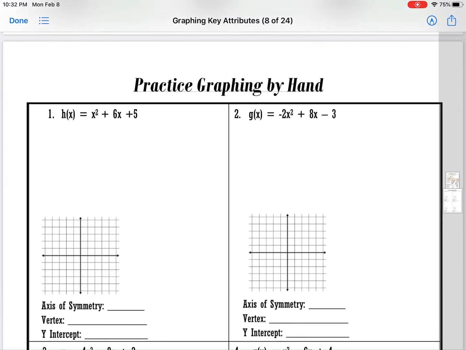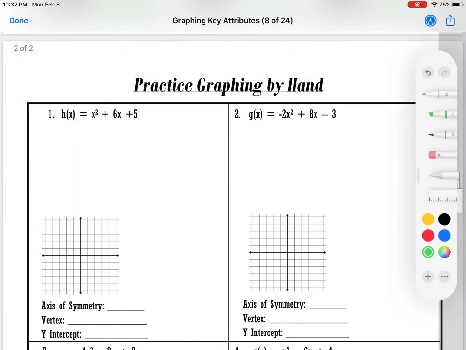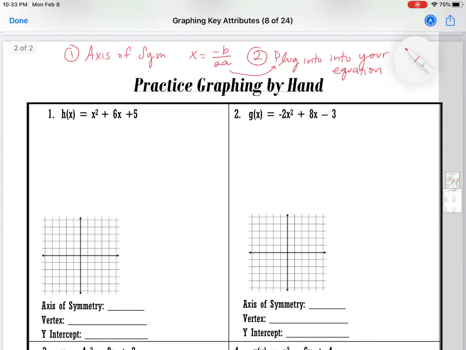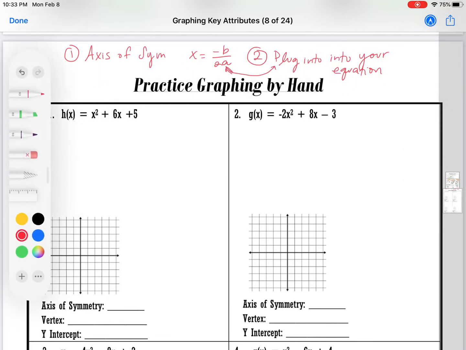I'm going to write your steps here so you have it. Step 1, this is one of the harder lessons. It's very mathy. Step 1, calculate the axis of symmetry, which is x equals your negative b value over 2 times your a value. Step 2, take that x number and plug it into your equation. And that's going to give you an x and a y. The x is here. Then you plug it in, and you get your y, and that's called the vertex.